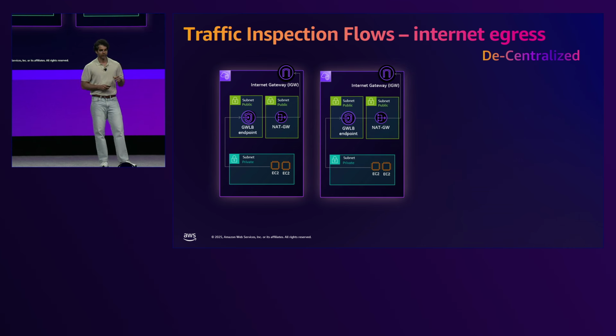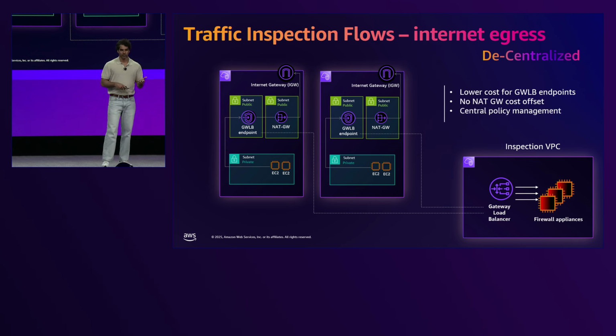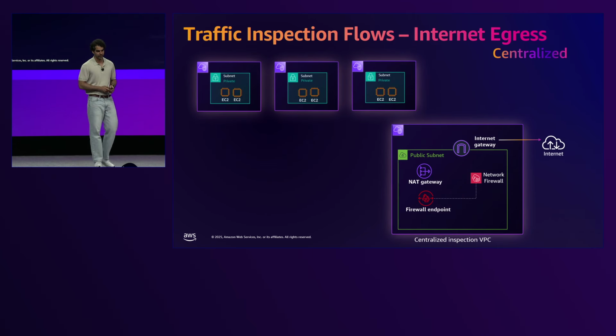Now, if you were to use Gateway Load Balancer with your own third-party firewalls, the network design looks very similar. The only difference is that you will still deploy your firewall appliances centrally in an inspection VPC behind a Gateway Load Balancer, and then you will deploy Gateway Load Balancer endpoints in each and every VPC, right? So lower cost because you're not deploying your firewall appliances in each and every VPC, so you don't have to pay for hundreds of licenses for hundreds of VPCs. But there is no NAT gateway offset, so you just need to keep that in mind. But you still get centralized policy management because your firewall appliances are sitting in a central location.